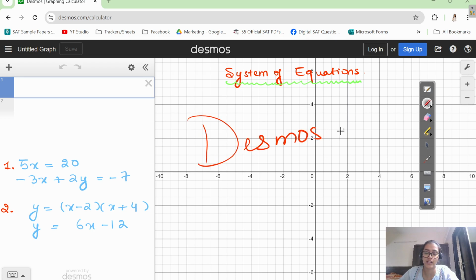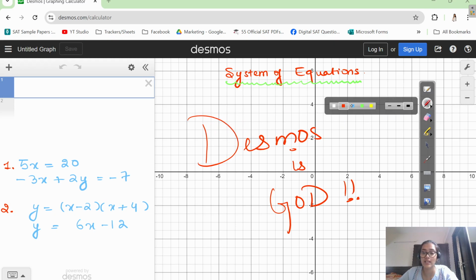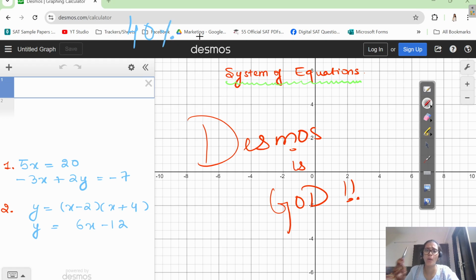I'm gonna write it right now. Desmos is God. The reason I say that Desmos is God is because you can solve almost 40% of the total questions on your SAT without touching your pen. I'm not kidding. Because 40% of the questions are from algebra, and almost every question of algebra can be solved using Desmos.